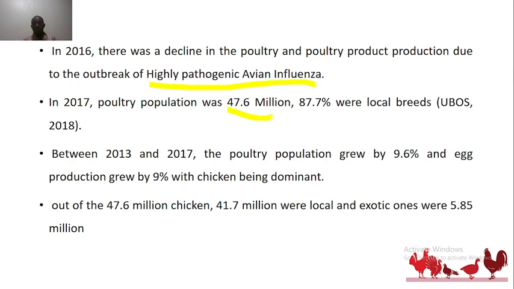But in the eastern region, where chicken was dominating, pork was dominating, most people are just rearing local. We see that between 2013 and 2017, the population increased by 9.6%, and the egg production increased by 9%.